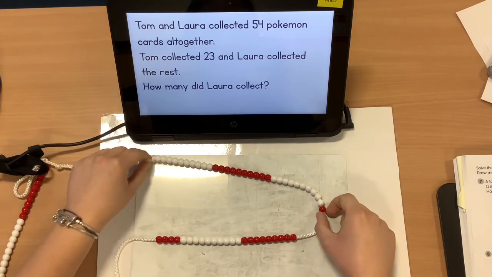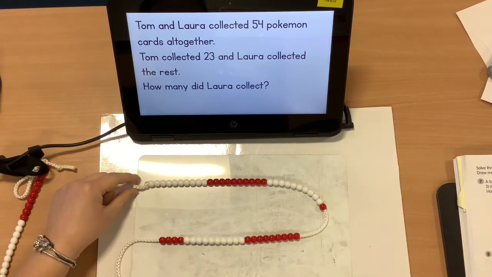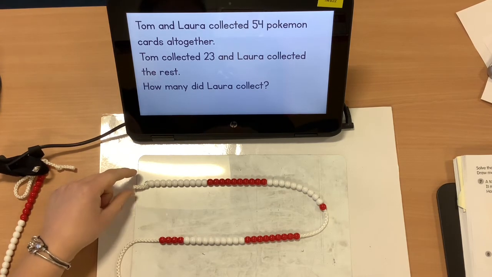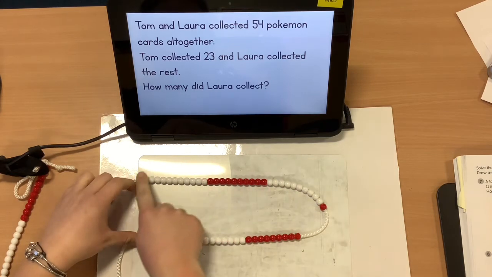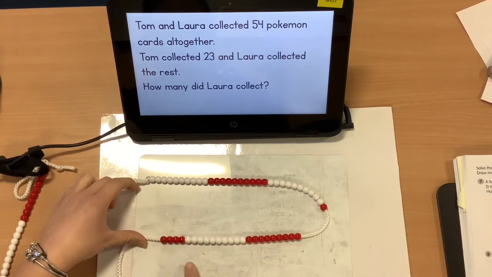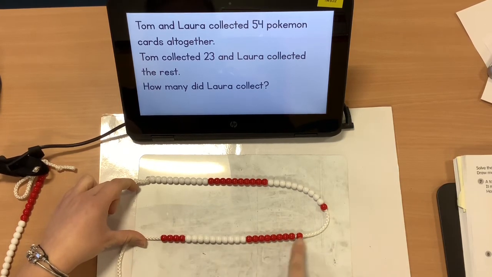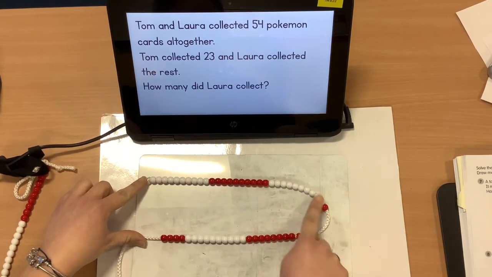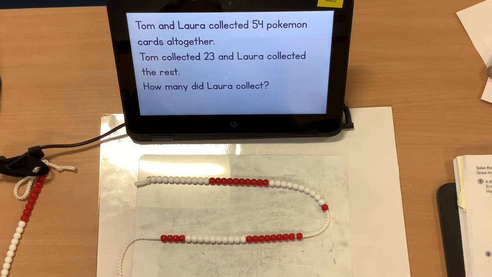Now that must mean that this here is Laura, because it says that Laura collected the rest. I know again that I have 54 all together, but this part of my bead string is 23, and that is Tom. So that must mean that this part of my bead string is Laura. What I would like you to do now is to pause the video and have a go at drawing the bar, which represents this problem. What would the bar look like?